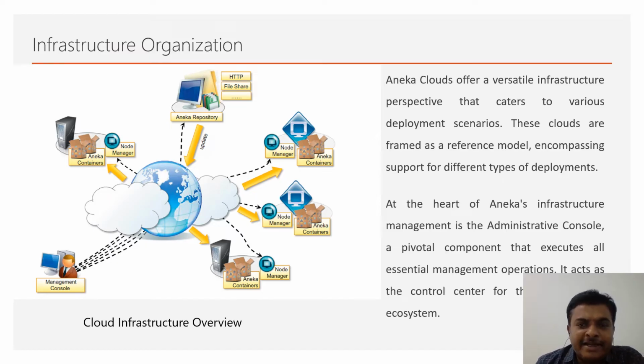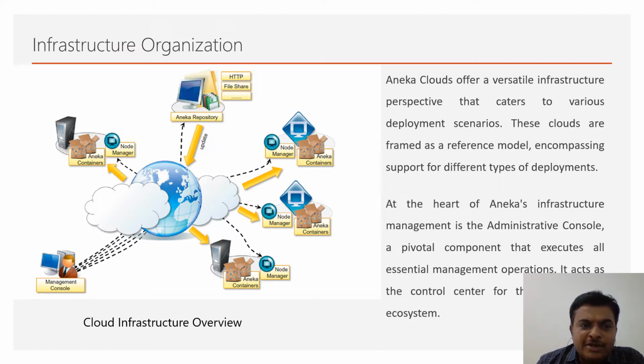First one is the Aneka repository. This is where the actual data is stored. It can be accessed through HTTP or file share like FTP or any other applications to upload or download data onto the Aneka repository. Now we have several other devices. It may be a desktop PC or a public cloud infrastructure, whatever it is, it will have two major elements: one is the Aneka container and the other is the node manager.